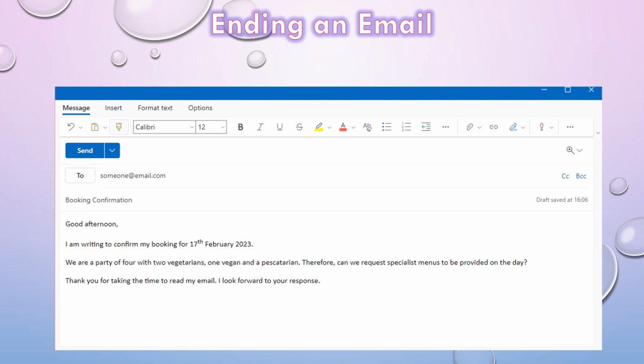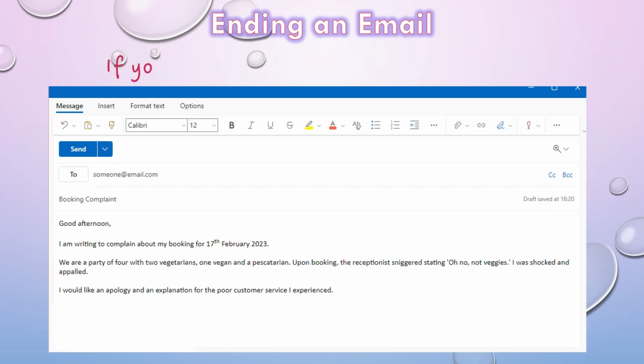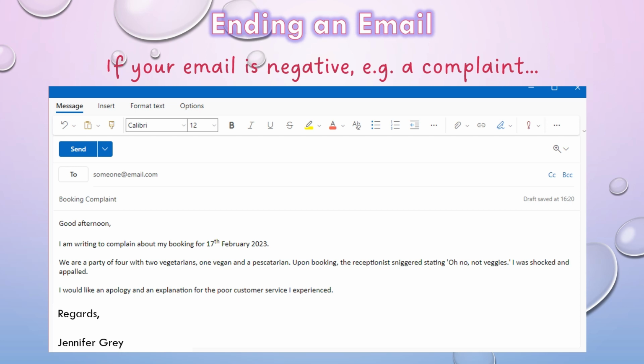So how do you end an email? Well, if your email is positive, like the example given here, then you can end it with "Kind regards" and then your name, or "Many thanks" and then your name. If an email is negative, for example, a complaint, then you can end it "Regards" and then your name. Obviously, you're not sending kind regards if you're unhappy with the service that you've received.